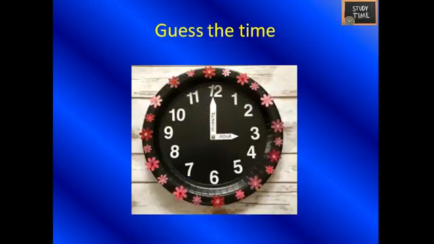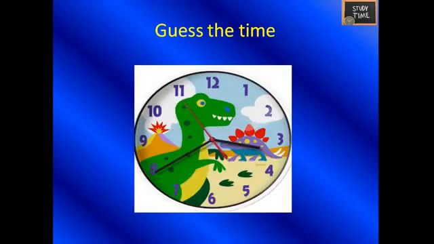Next, guess the time. Can you all guess the time now? So it is exactly 3 o'clock. Can you guess the time in this clock? I already told you about the shorthand and the longhand. So the shorthand is at 3. It is pointing between 3 and 4.